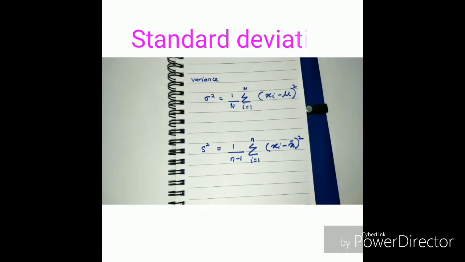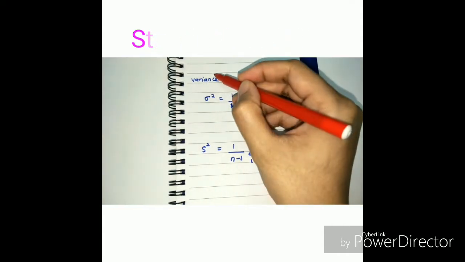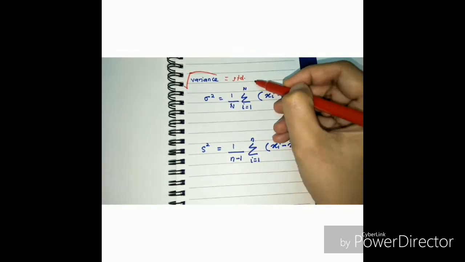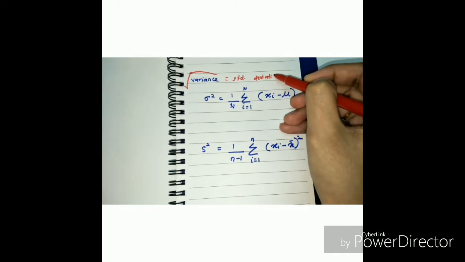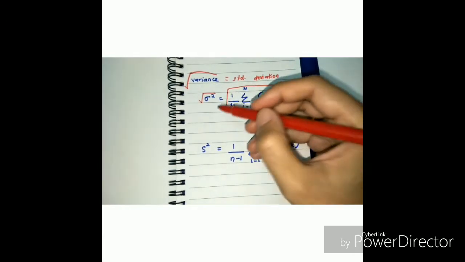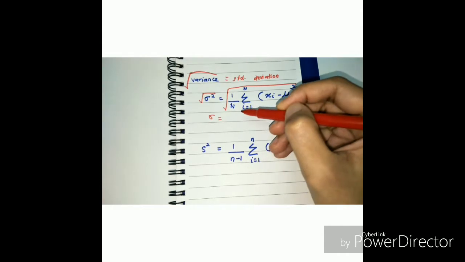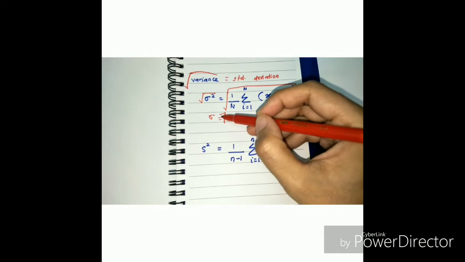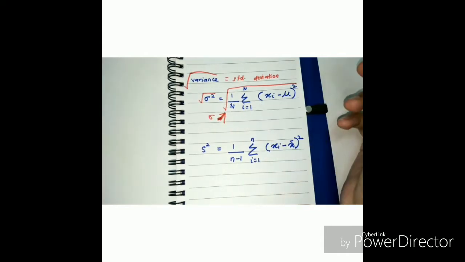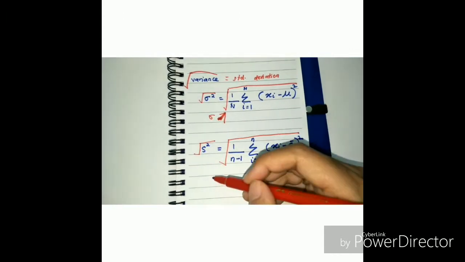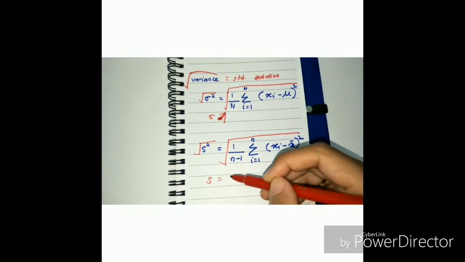Standard deviation is the positive square root of the variance. Therefore, for the standard deviation for population and sample, we just add the square root here and here. So, sigma, or the standard deviation, is the square root of the formula. This is for the population standard deviation, and then this is for the sample standard deviation. Alright?